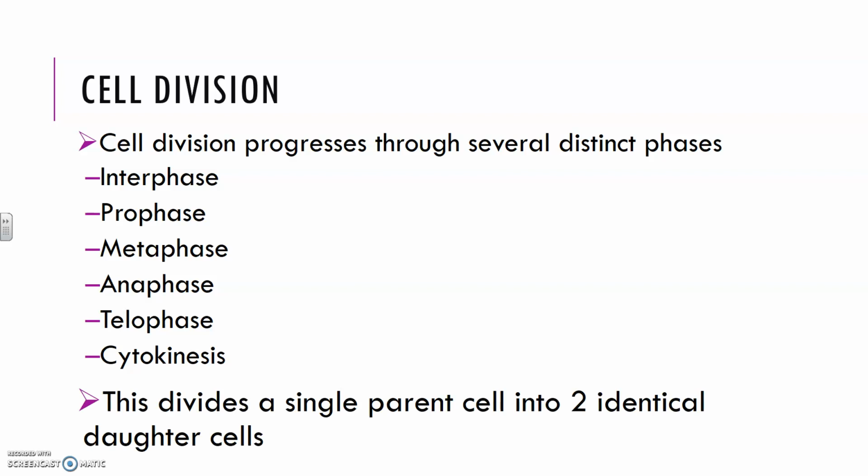So this divides what is known as a parent cell, so your original cell, into two identical daughter cells. Okay? And each daughter cell is known as a sister cell to each other. So you have the single parent divides into two daughter cells, which are sisters to each other. Okay, and this whole process is known as mitosis.